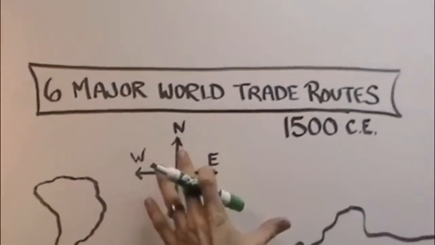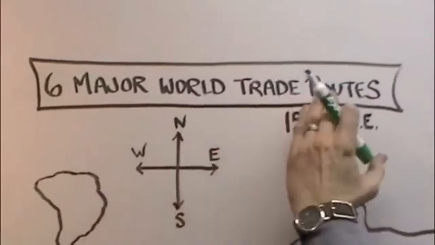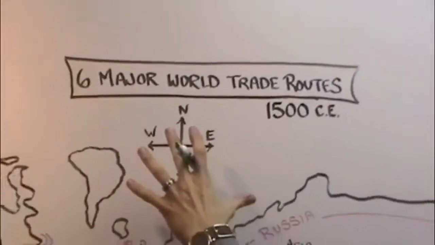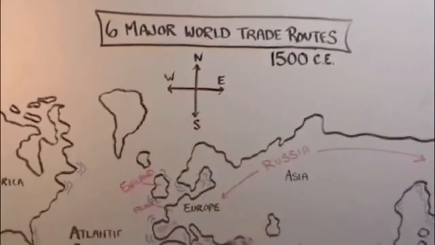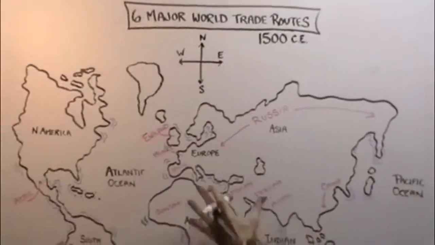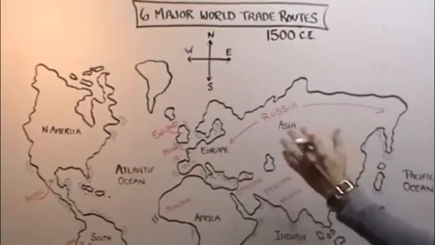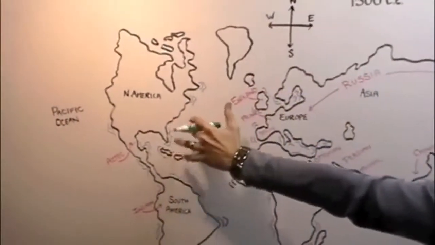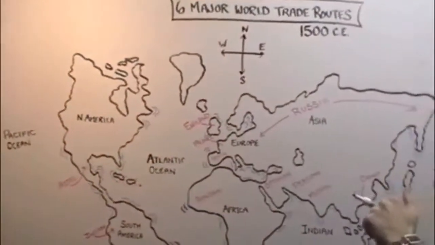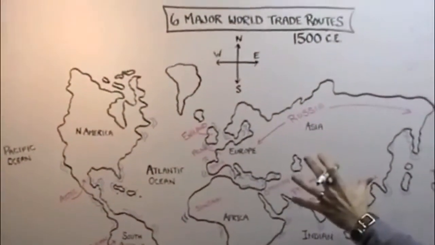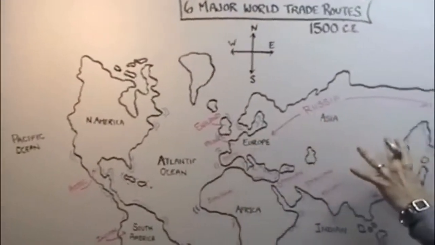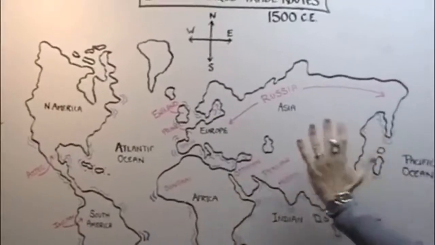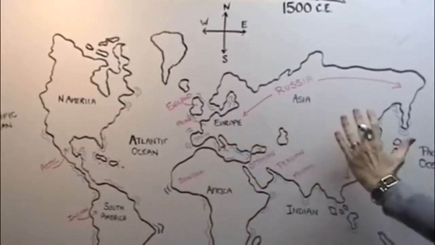Next, what I want to do is point out to you the 6 major world trade routes that we're going to be talking about and using in World History 2. If you look at the eastern hemisphere of the world here, of course, Europe and Asia and Africa had not discovered the western hemisphere at this point before 1500. So what we're going to do is look at how Europe and Asia and Europe and Africa were able to actually communicate with each other through these different trade routes.